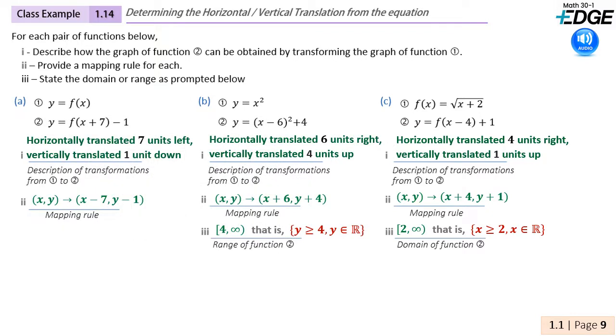Because our original graph had a domain of all values greater than or equal to negative 2, 4 right of that would be all values greater than or equal to positive 2.